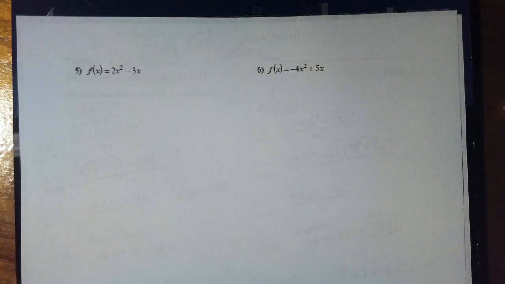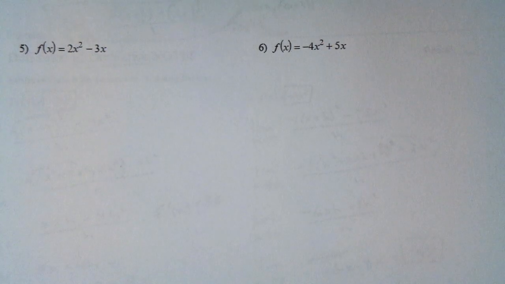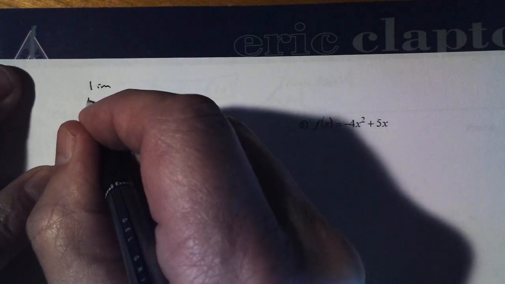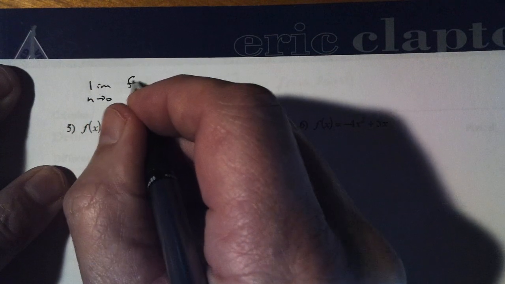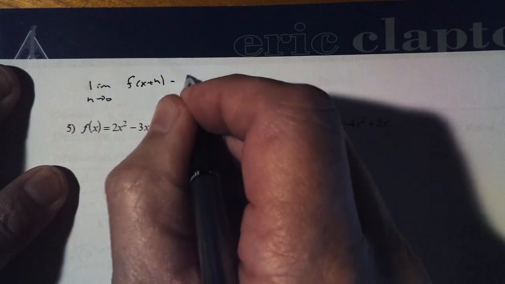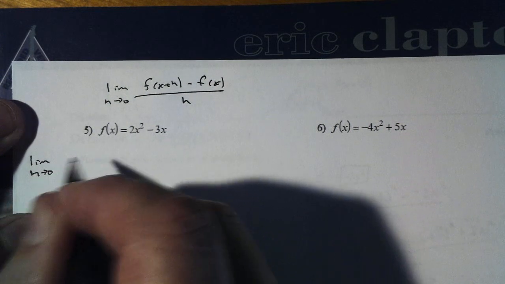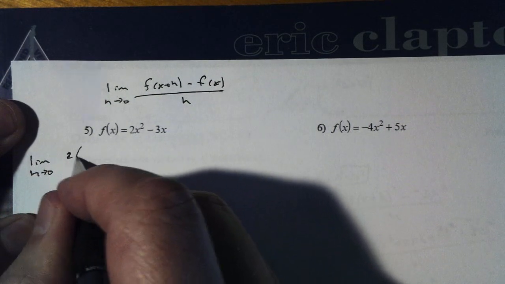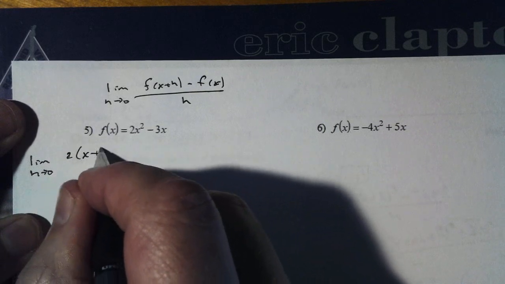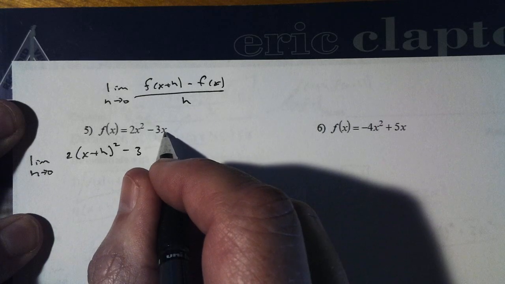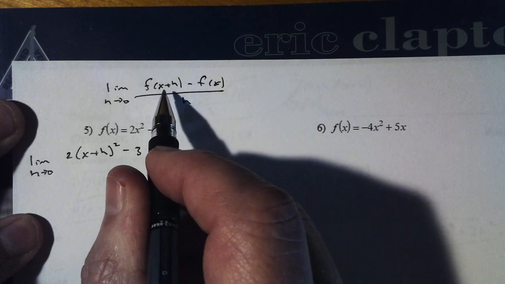So I might start out here with just a little bit of a zoom. And I think I'll write that up here. Limit as h approaches 0. I want f of x plus h minus f of x on h, slope formula. So here we go. The limit as h approaches 0 of 2 times x plus h squared minus 3 times x plus h.